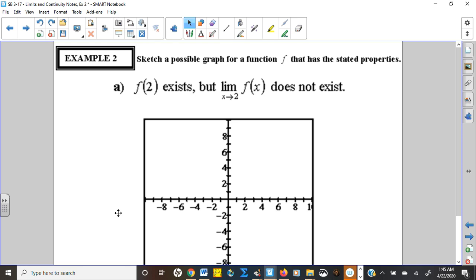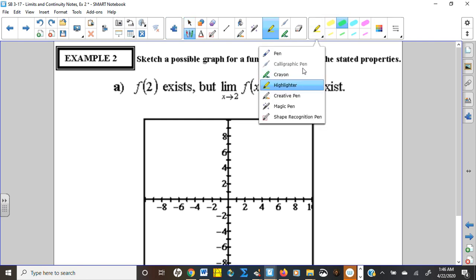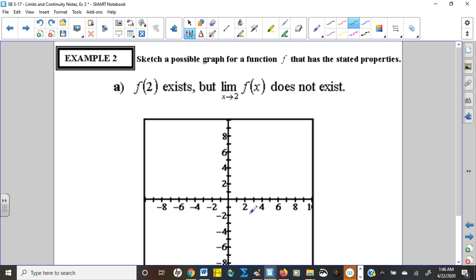F of 2 exists. This is big news. This tells us that there is a point. Okay, there is a point somewhere at 2. Now, it doesn't give me any specific y values, so I can pick anywhere I want. F of 2, I'm going to say is 4.